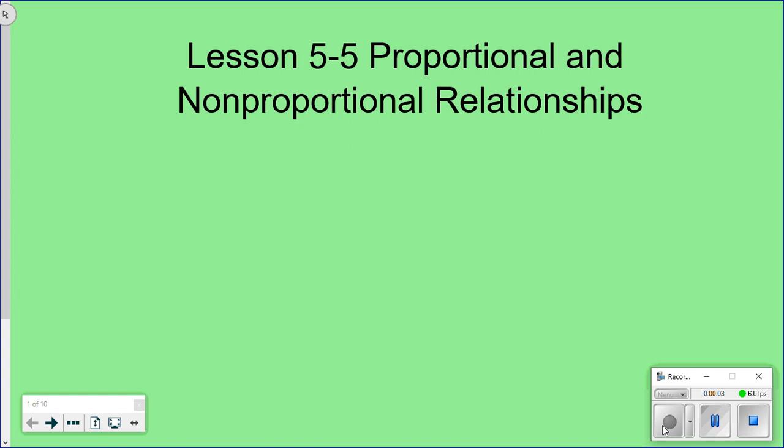Today's lesson is lesson 5.5, proportional and non-proportional relationships. Believe it or not, proportions are the basis of all math that you do. And so this is an important lesson to go through today to give you an idea of what proportion is. You did it last year, so it shouldn't be new. And you've probably done it the last few years.